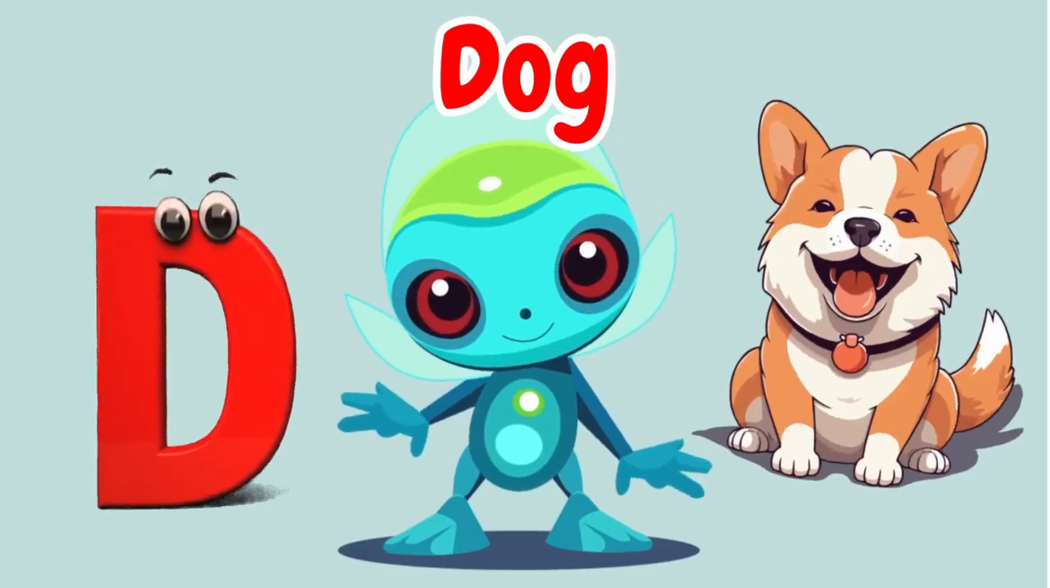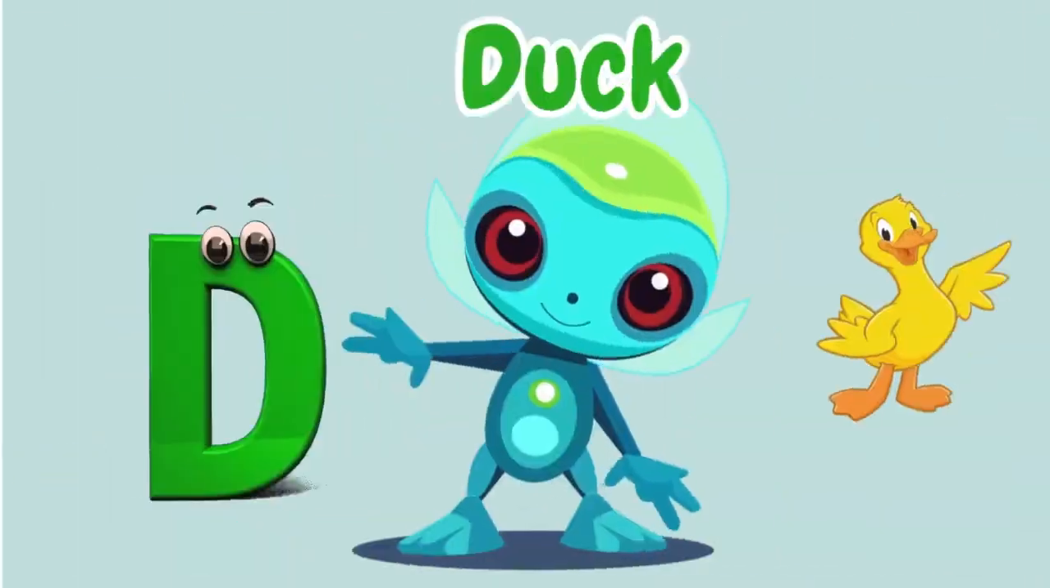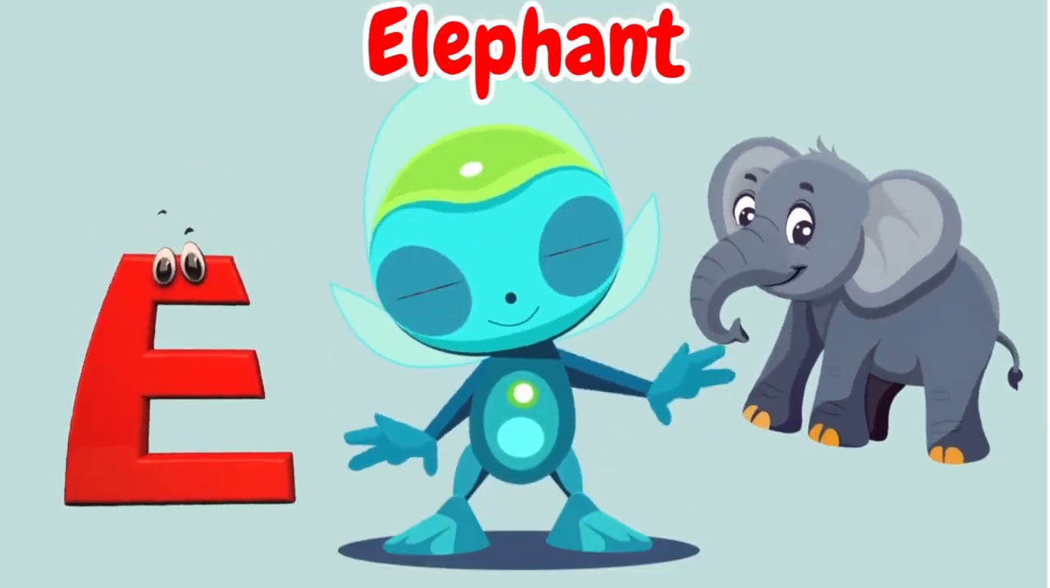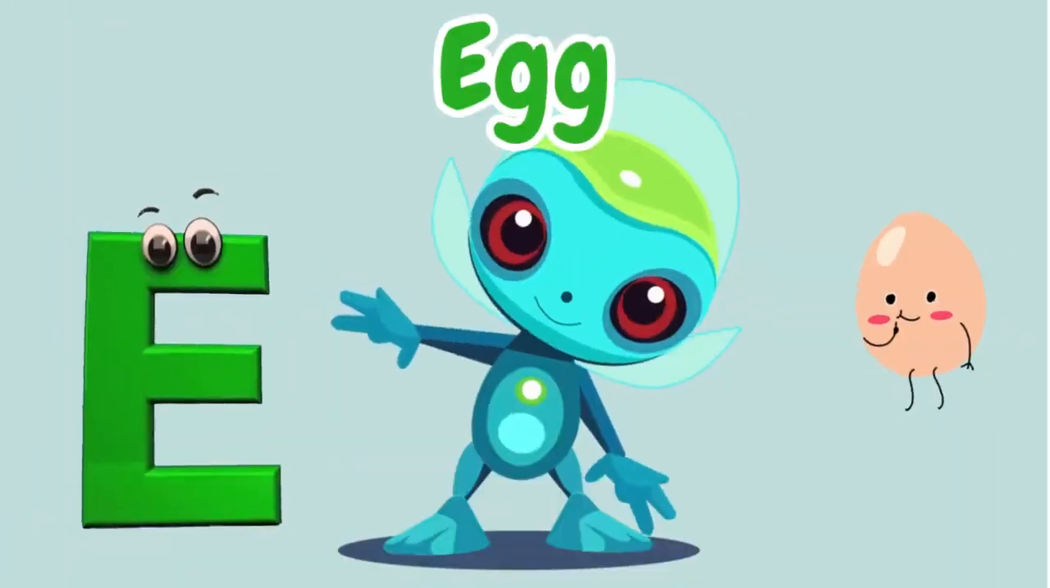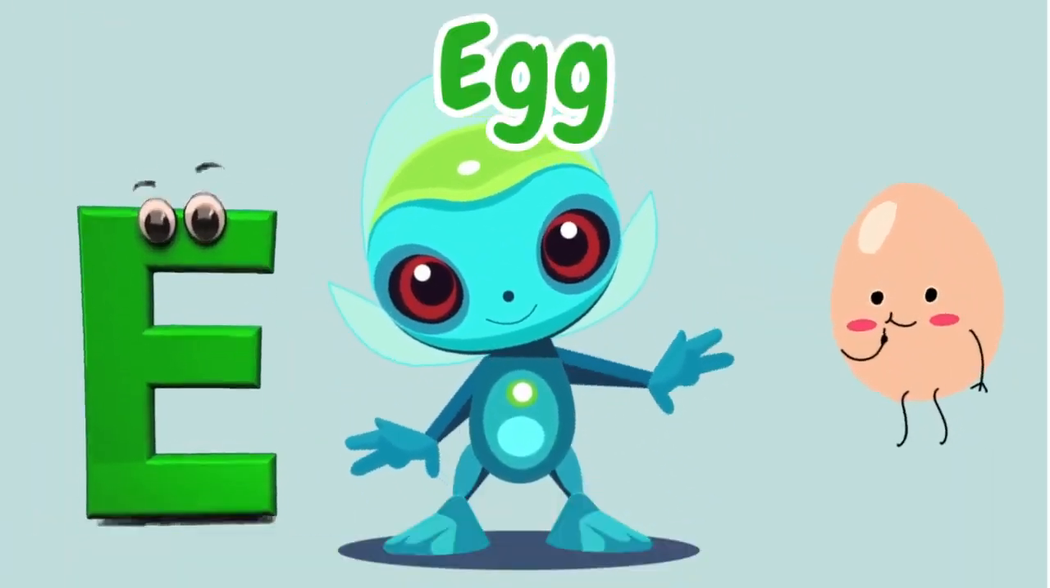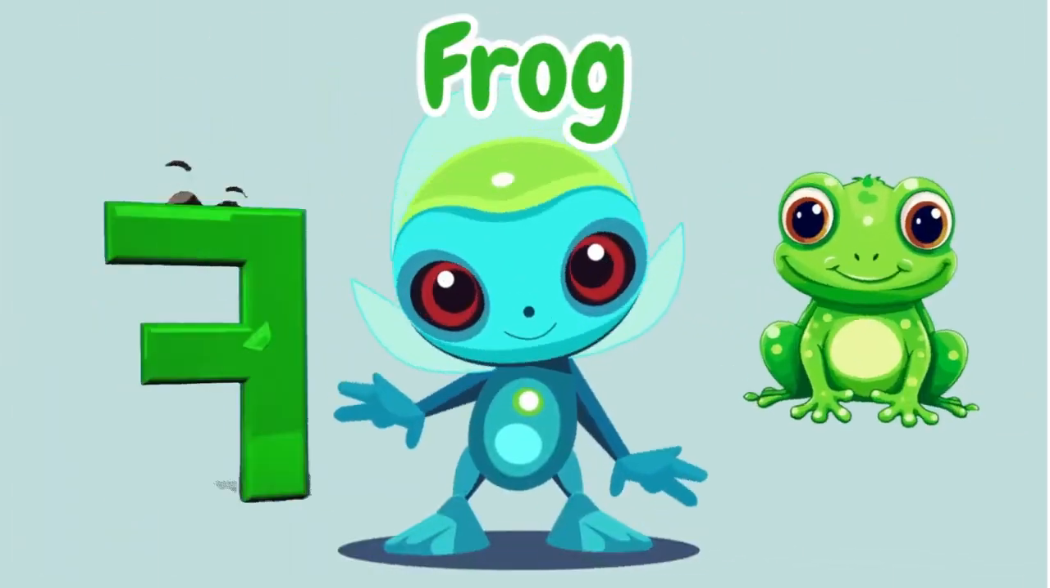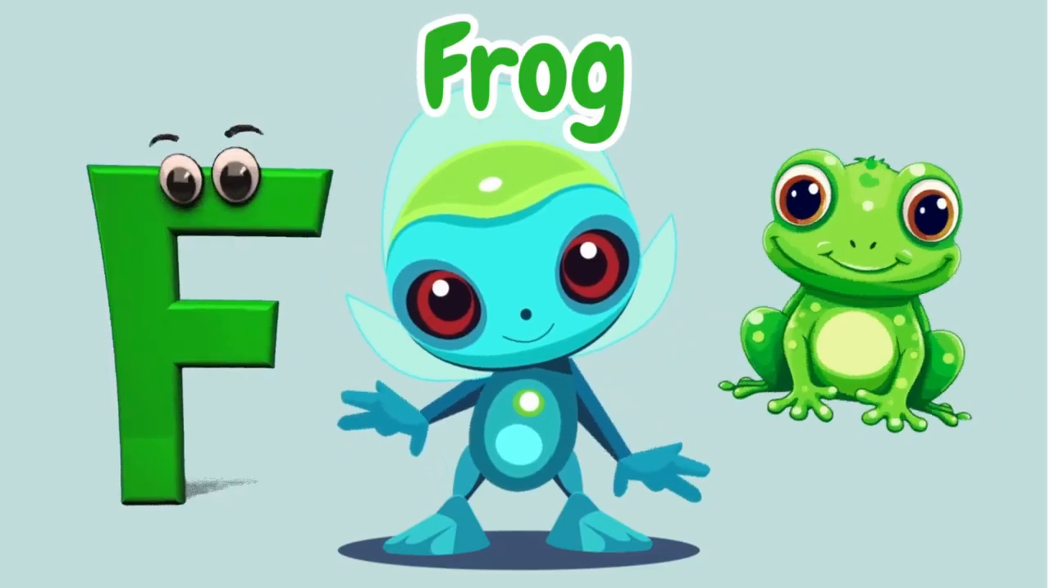D is for dog, dog. D is for duck, duck. E is for elephant, elephant. E is for egg, egg. F is for fish, fish. F is for frog, frog.